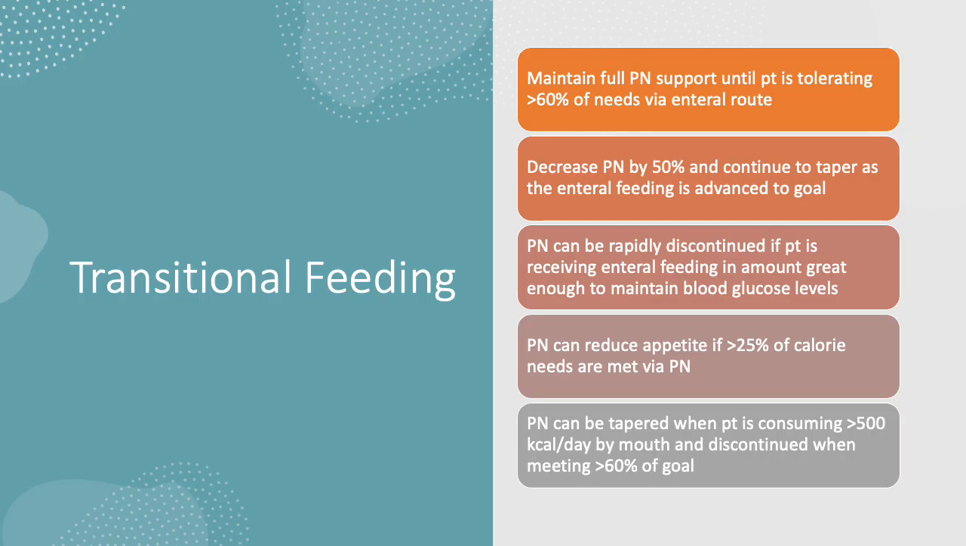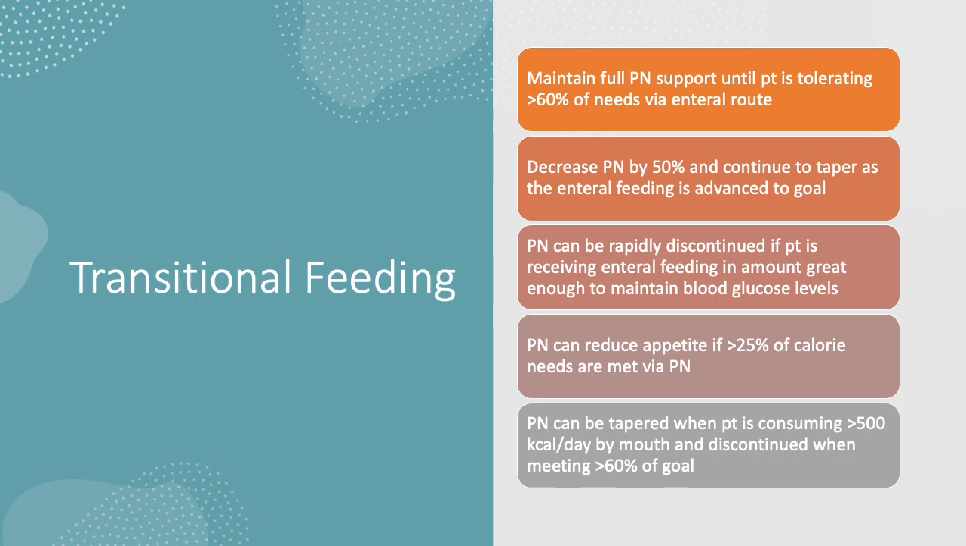Here's just some guidelines for transitional feeding. We want to maintain full PN support until the patient is tolerating greater than 60% of their estimated needs via the GI tract. We can decrease PN by 50% and continue to taper as the enteral feeding is advanced to goal if the patient is transitioning to enteral feeds. PN can be rapidly discontinued if the patient is receiving enteral feeding in an amount great enough to maintain blood glucose levels. If you cut off PN immediately and the patient isn't taking in much via the GI tract, that could cause hypoglycemia.